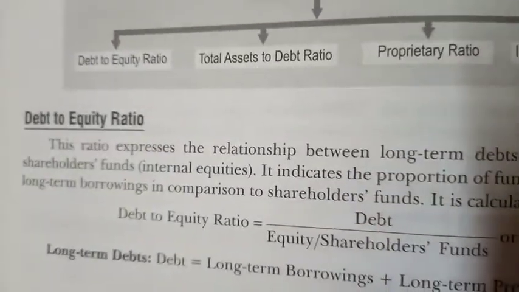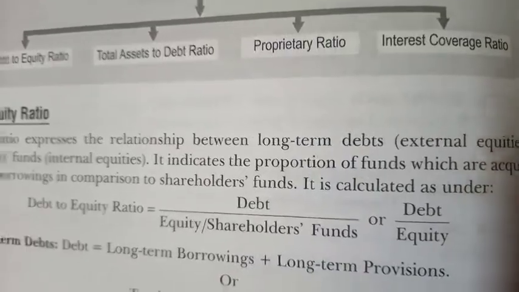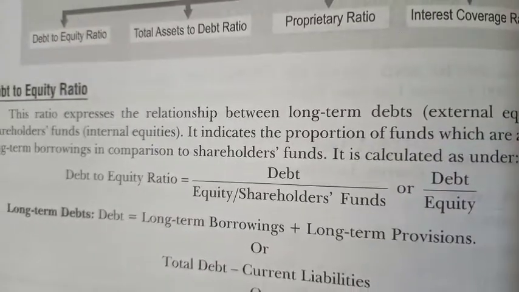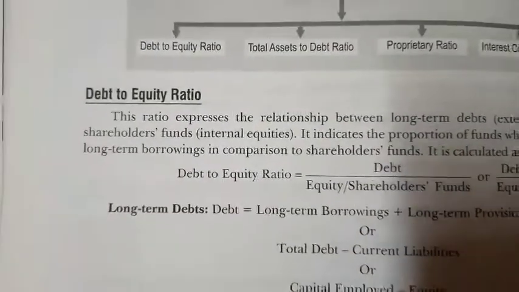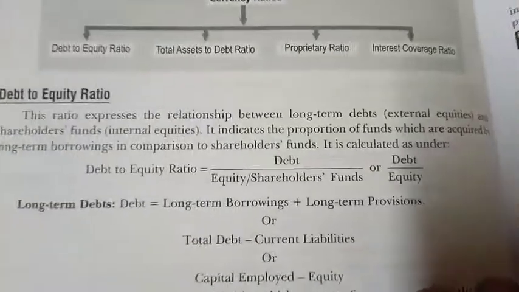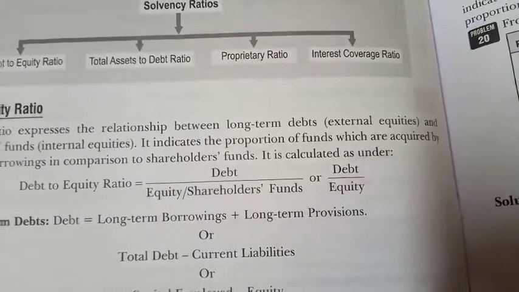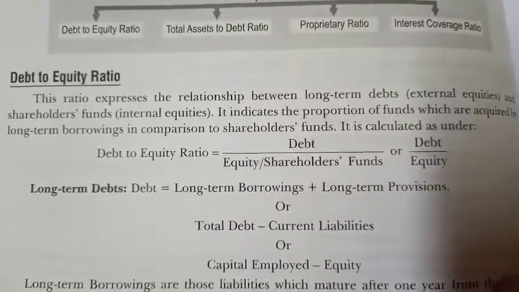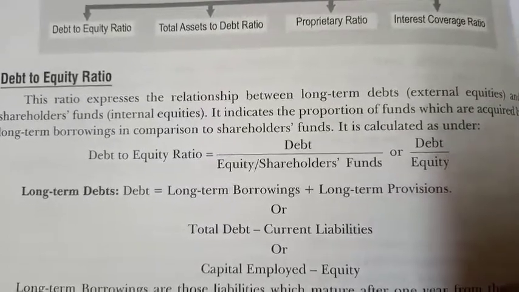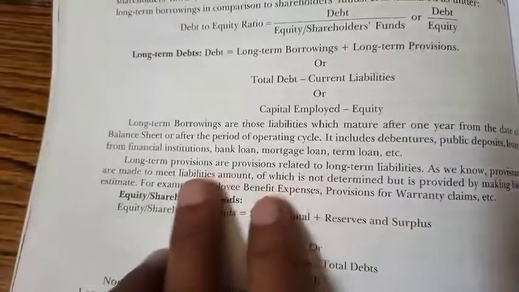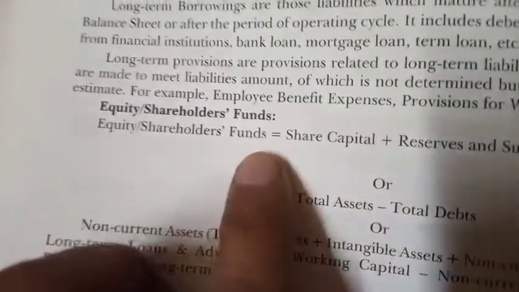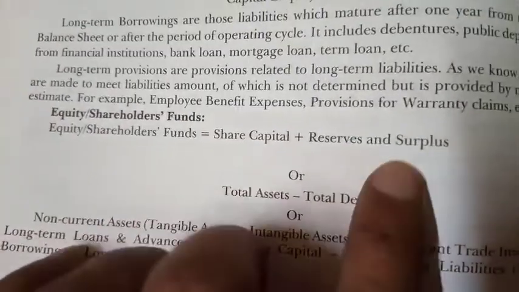Once again, this ratio expresses the relationship between long term debt, which is external equity, and shareholder fund, which is internal equity. It indicates the proportion of funds acquired by long-term borrowing in comparison to shareholders' fund. It is calculated as debt upon equity. So this is the formula. Equity shareholder fund is equal to share capital plus reserve and surplus.